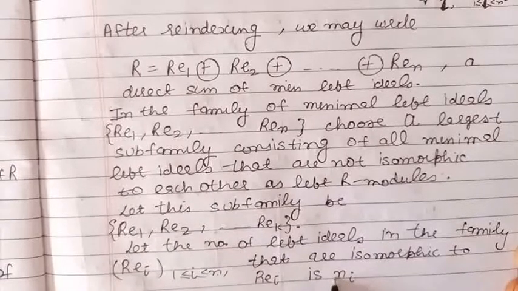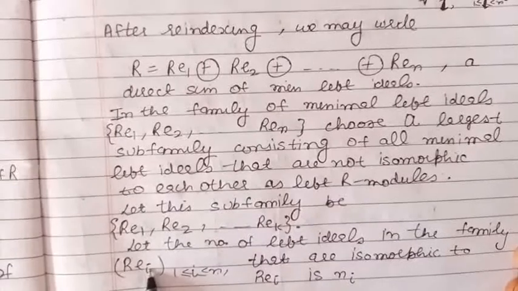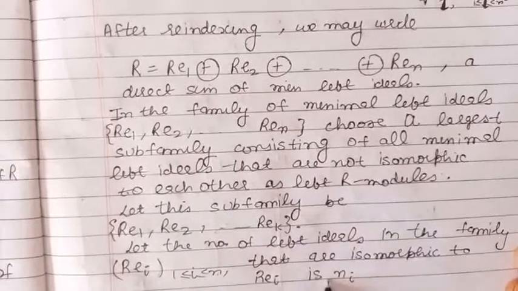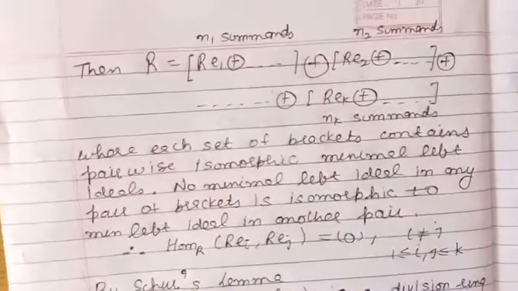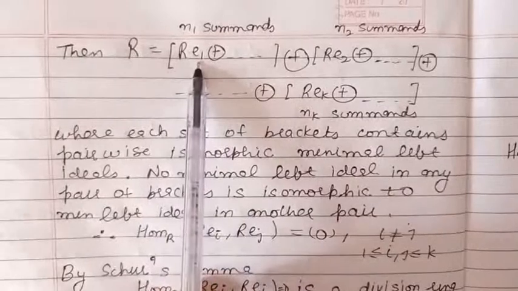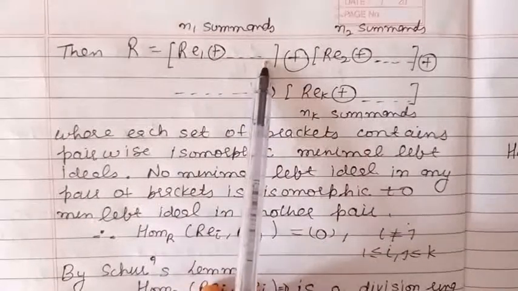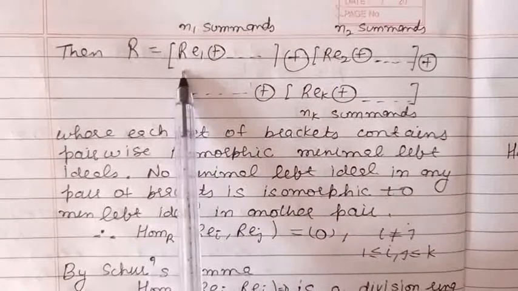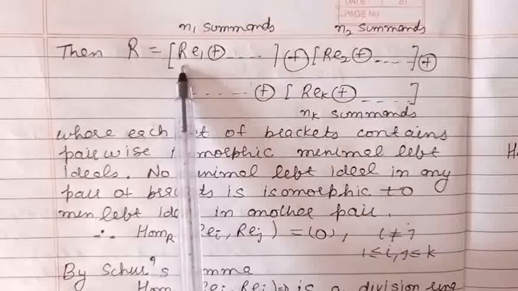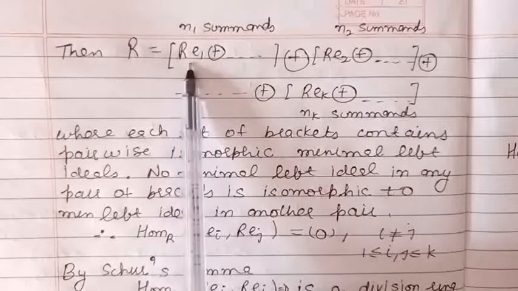This means that in the family RE1, the number of left ideals which are isomorphic to RE1 is n1. The number of left ideals in the family RE2 which are isomorphic to RE2 is n2, and so on. So we can write R as the direct sum. We have taken n1 summands in the first bracket, meaning the sub-ideals which are isomorphic to RE1.